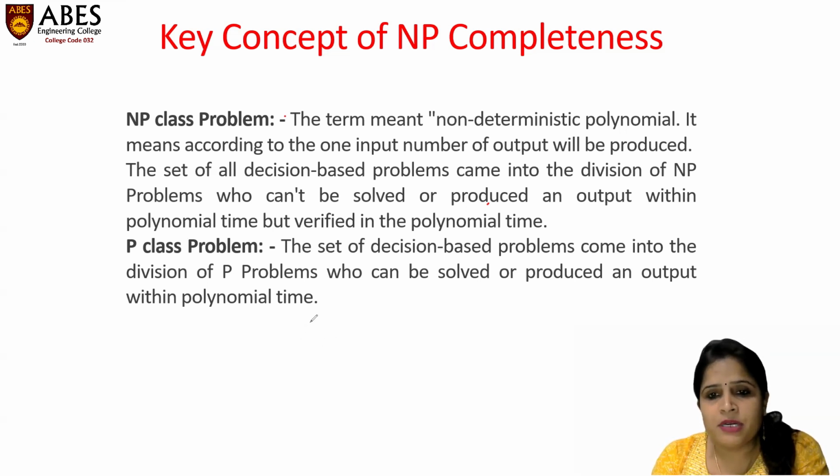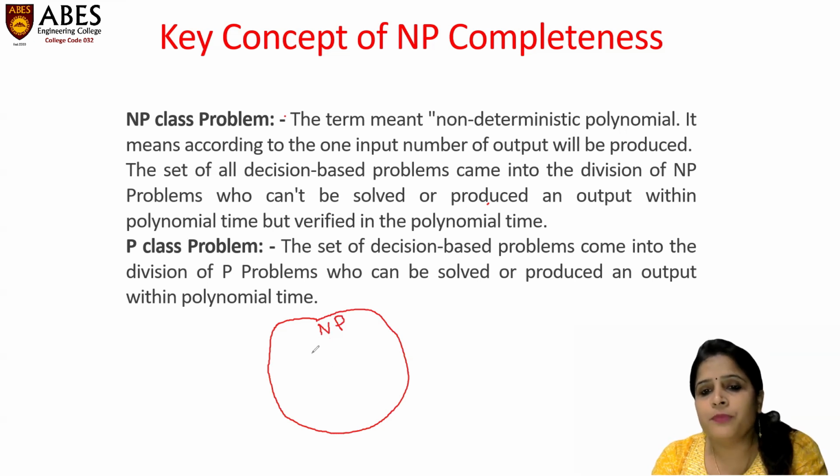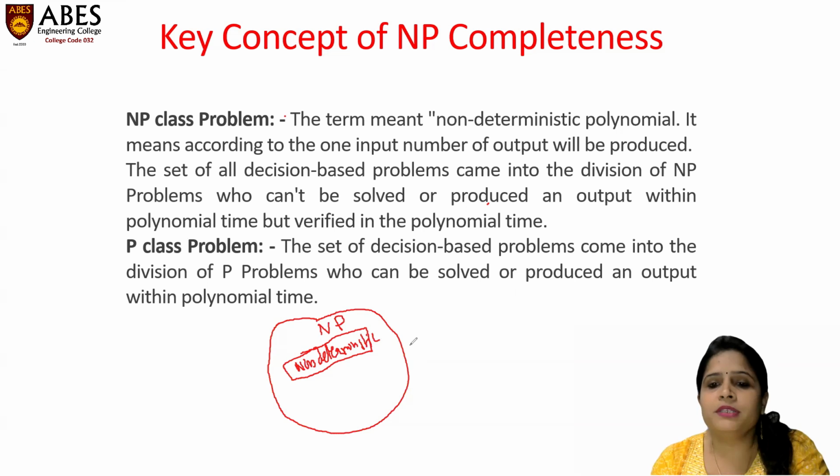To understand this concept, I will explain P and NP class with the help of a diagram. Suppose this whole circle represents NP. NP means non-deterministic polynomial class. Non-deterministic polynomial class problems use a non-deterministic algorithm. What is the meaning of non-deterministic? It means we have choice. We have multiple outputs for a single input. We have lots of solutions and we just optimize our solution.